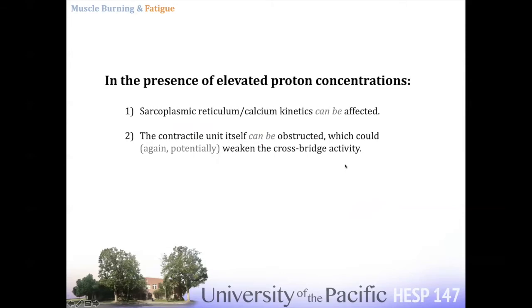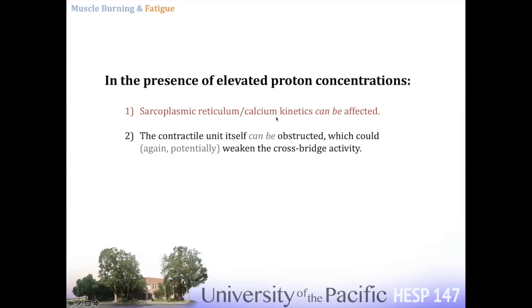So in the presence of a bunch of protons, hydrogen ions, right? There's no electron there. In the presence of a bunch of protons, there are a few proposals. Don't take any of these too seriously, but there are some proposals. The sarcoplasmic reticulum can be affected a little bit, and then the contractile unit itself, in a couple of ways, is proposed to be affected. There's an engagement between actin and myosin that's been talked about, but the major one, number two, is calcium and troponin C, the ability of calcium to bind to troponin C.